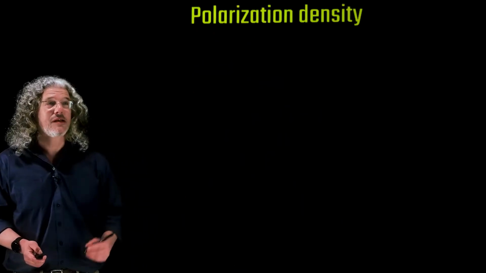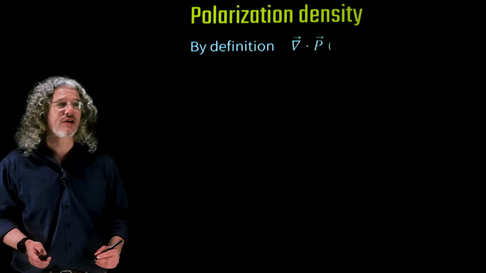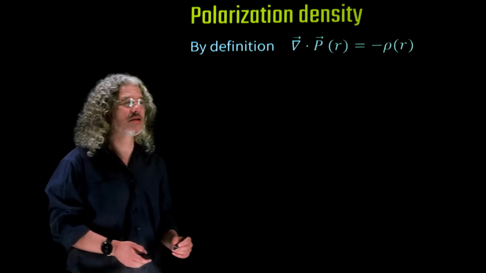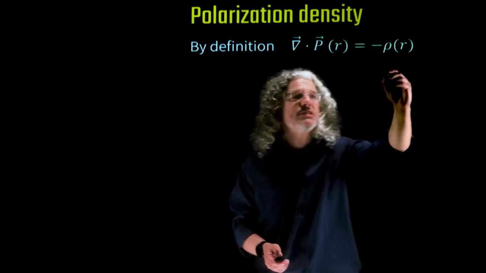So the polarization density. By definition, the polarization density obeys this equation: the divergence of the polarization density is equal to minus rho. Rho is simply the density.